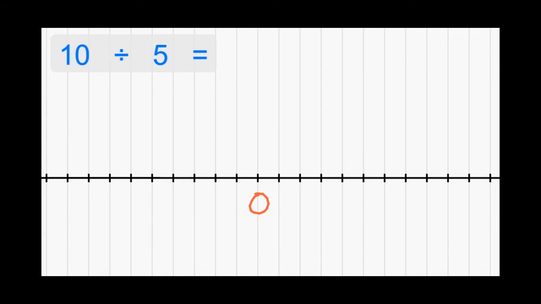So now we're going to talk about how we can model division of two positive integers. And so here we have 10 divided by 5. So what 10 is telling us, so our dividend, this is telling us that we need to end at +10. So +10 is going to be our stopping point on the number line.